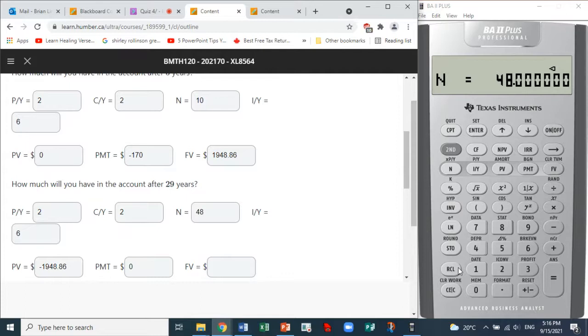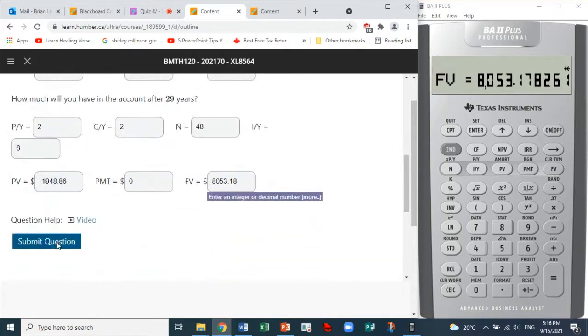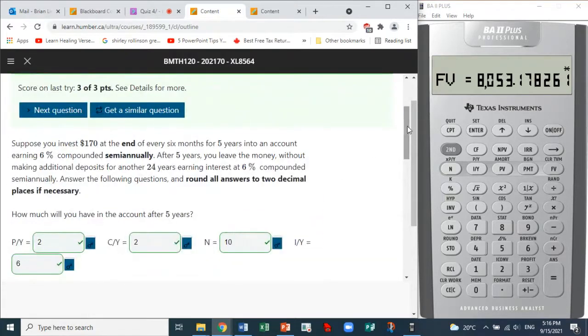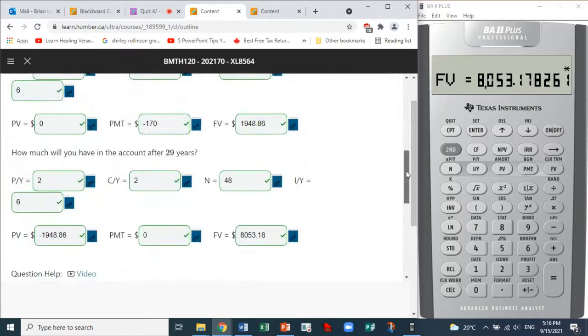Remember, I told you we have the future value, but we make it negative and we put it in as the present value. 0 for payment, and we compute the future value. And that turns out to be 8,053.18. All right, so let's see how we did. We submit this and it's all correct.